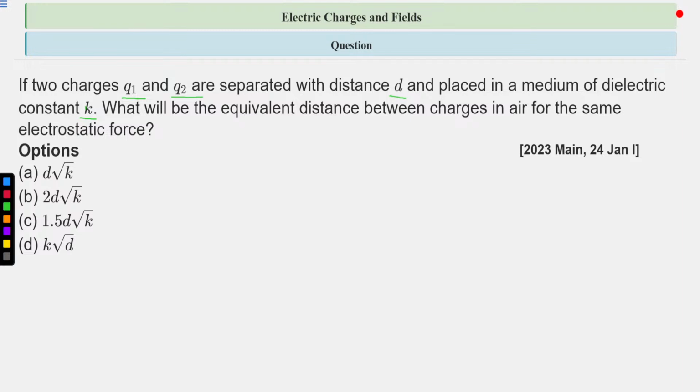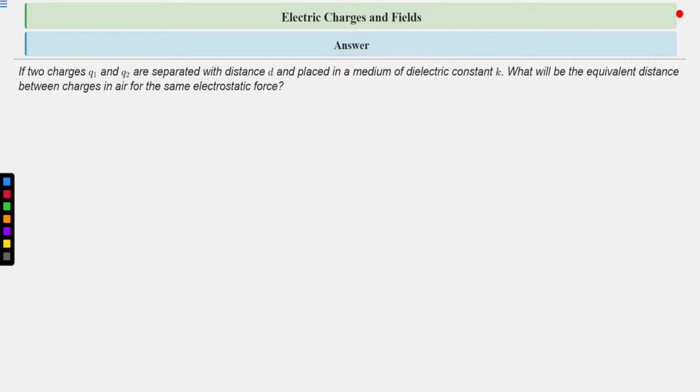I will give you some time to think or review the question. Okay, the correct answer is A, d root k. So what is the solution?